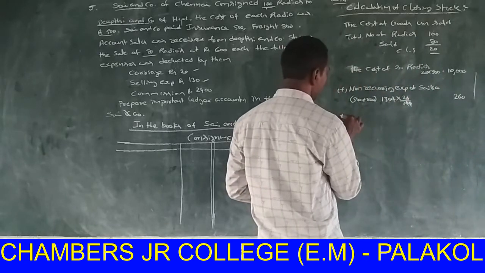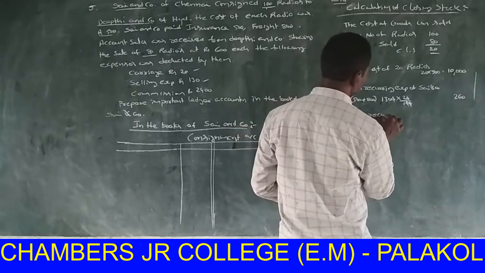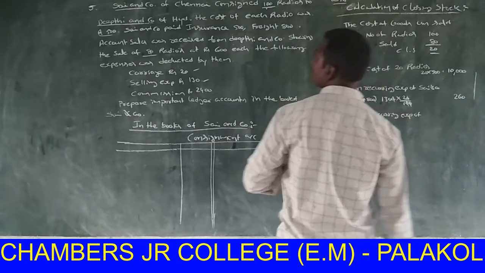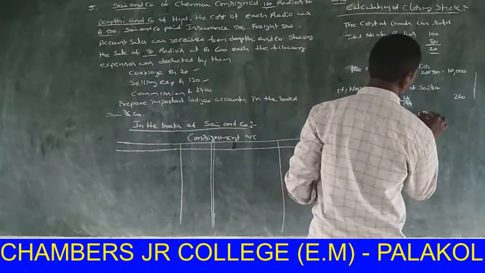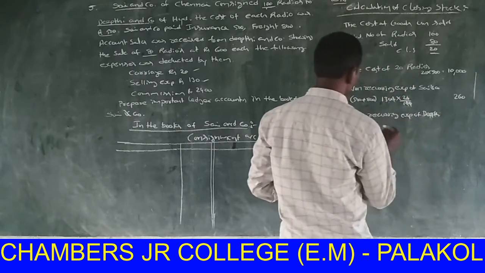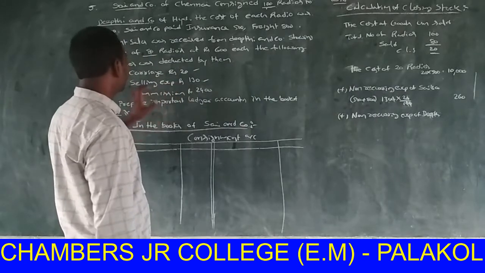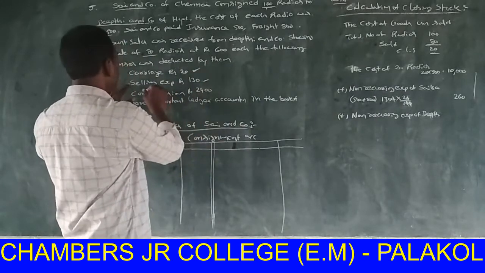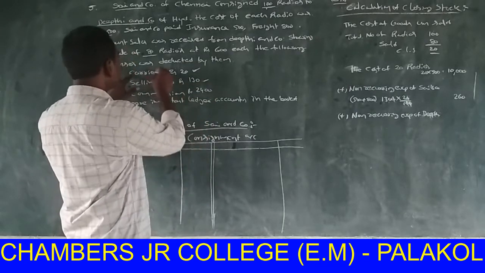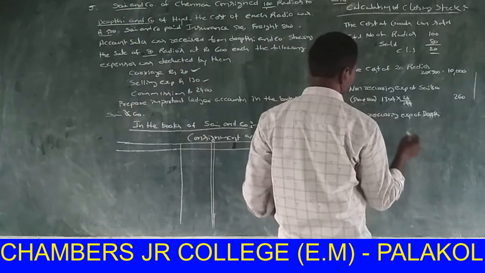Rupees 260. Add non-recurring expenses of the consignee, Deepti & Co. That is carriage 20 rupees, selling expense 130. Here the carriage is a non-recurring expenditure and selling expenses is a recurring expense. So carriage is considered in the valuation of closing stock.